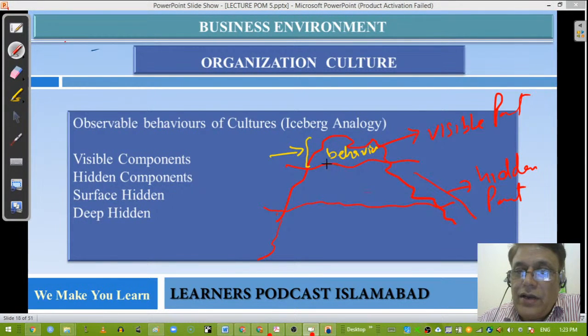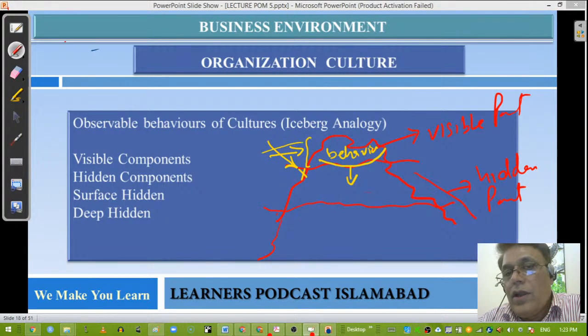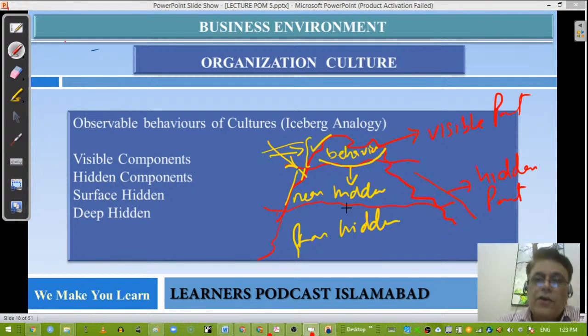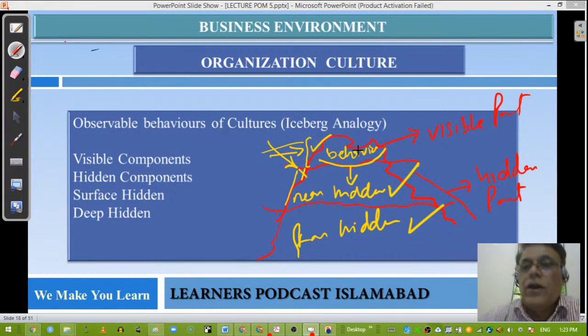But this behavior that they are showing, this analogy is telling that it depends on these things which are hidden, which are not visible. They are only able to see this. So what are these? These are the near hidden portion, and this is the far hidden, deep hidden portion. So what is in it, and what constitutes that make them behave this way, that make them act this way.